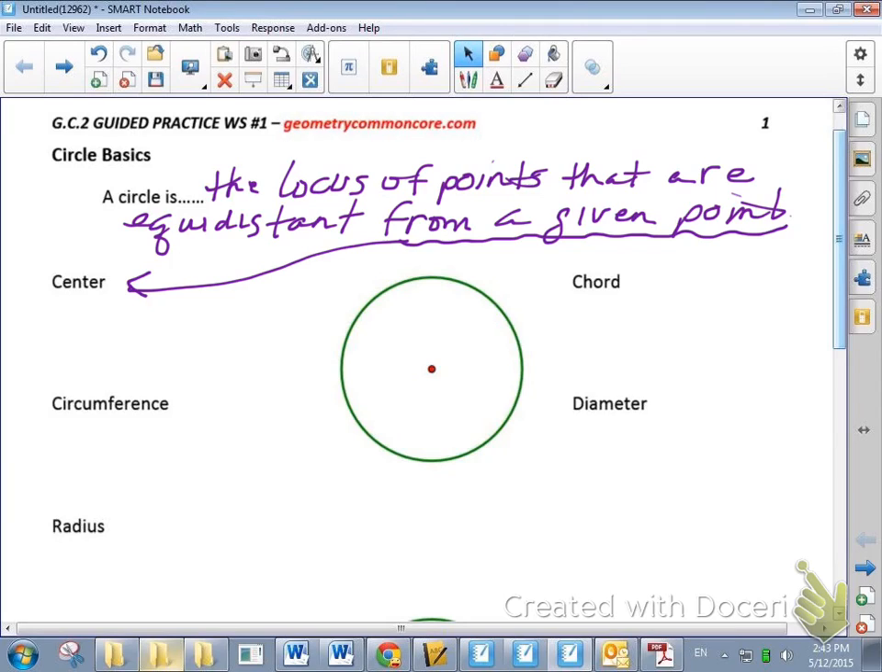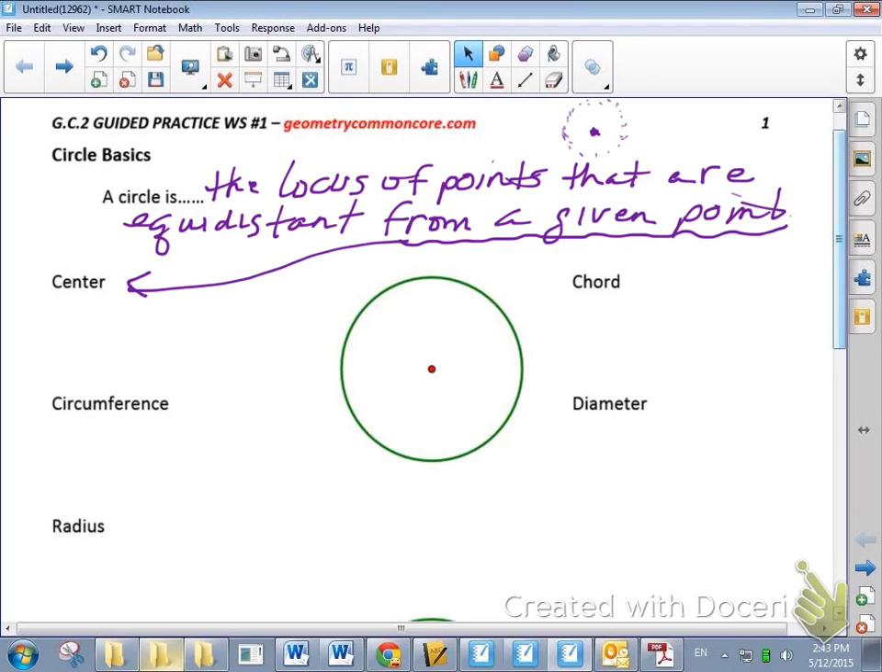And the locus of points that are equidistant from that center, it just basically means if I have my center here, it's all the points that are the same distance around. That locus of points is that kind of collection of points all around that center point. They're all equidistant, they're all the same distance away from that center point.